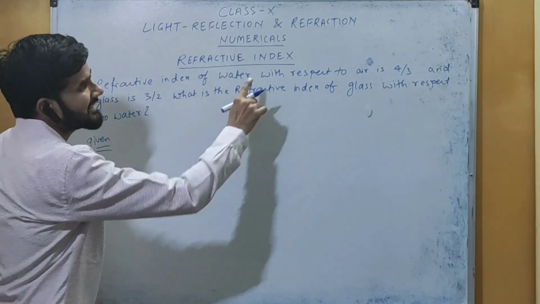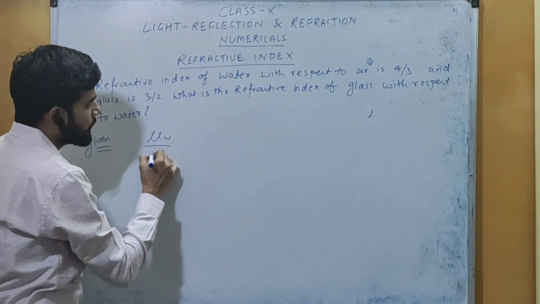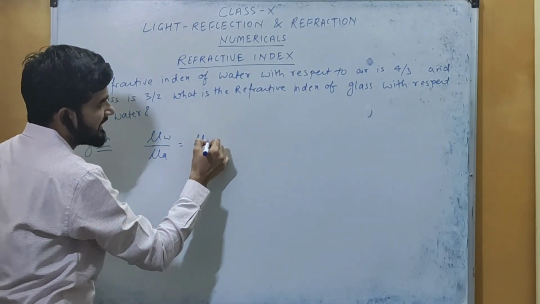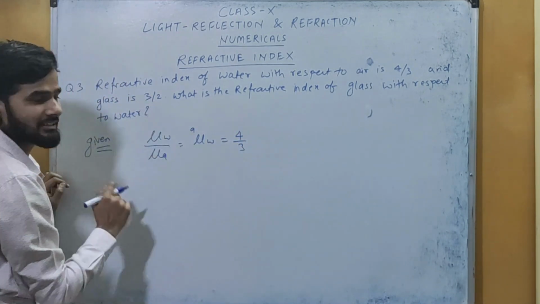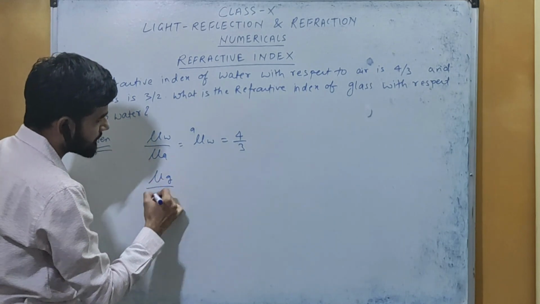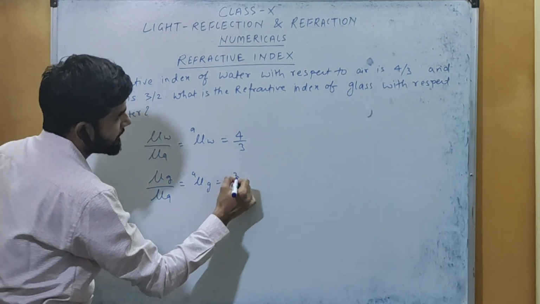What is the given data? The refractive index of water with respect to air, that is, mu W, equals 4 by 3, and the refractive index of glass with respect to air, that is, mu G, equals 3 by 2.